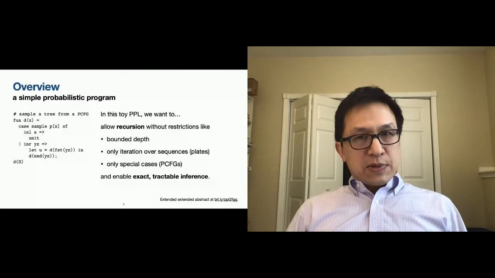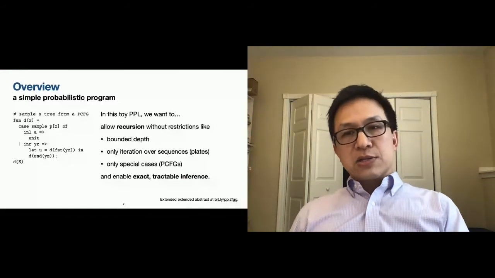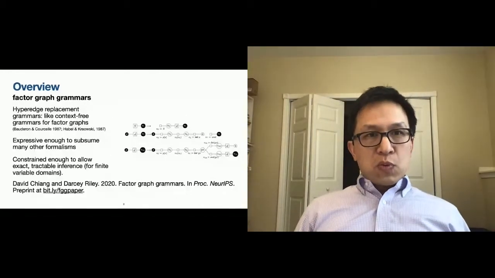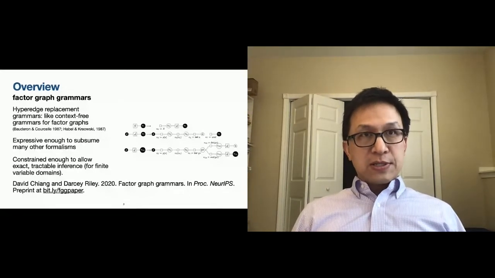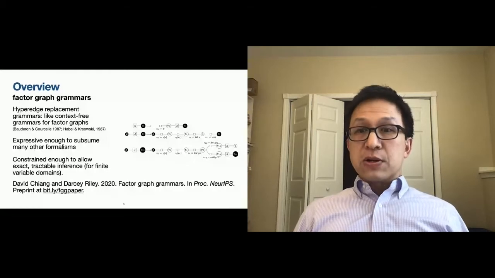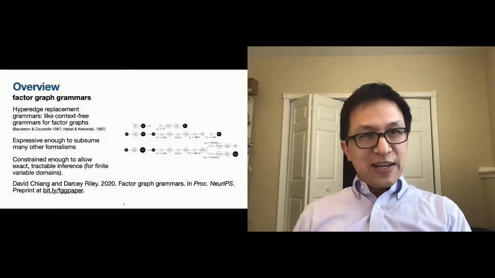So it just lets you do recursion, and we want to be able to allow recursion and allow exact, tractable inference. That's the goal. The way we're going to do this is using a formalism that I've been developing with my student Darcy Riley called factor graph grammars. These are going to be presented at NeurIPS this year, and the URL for that paper is right here.